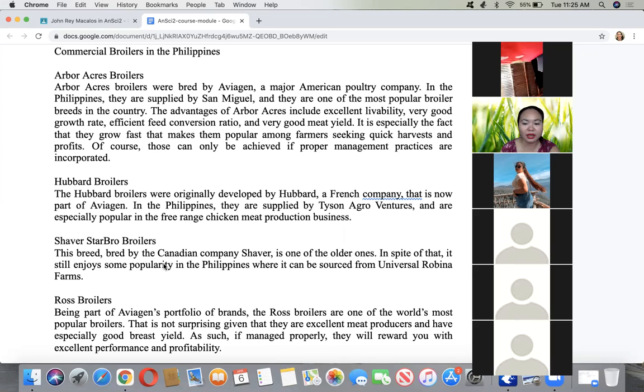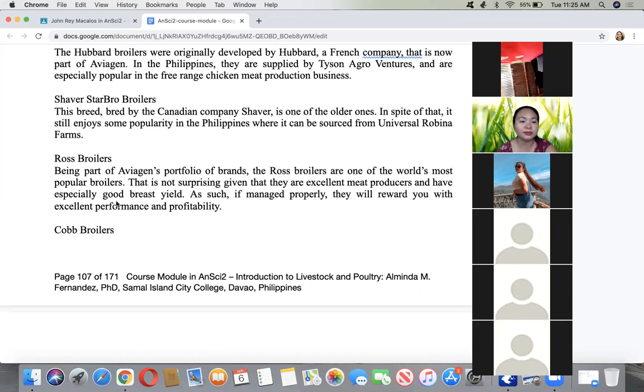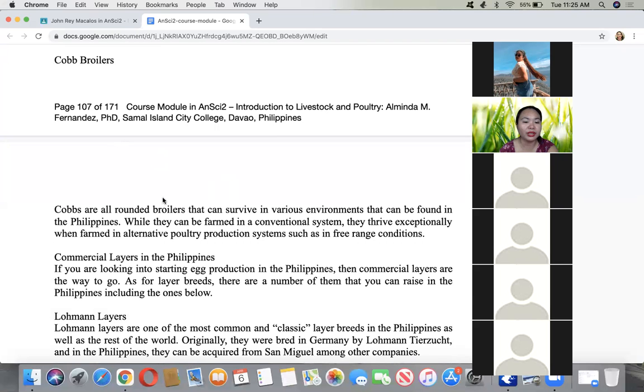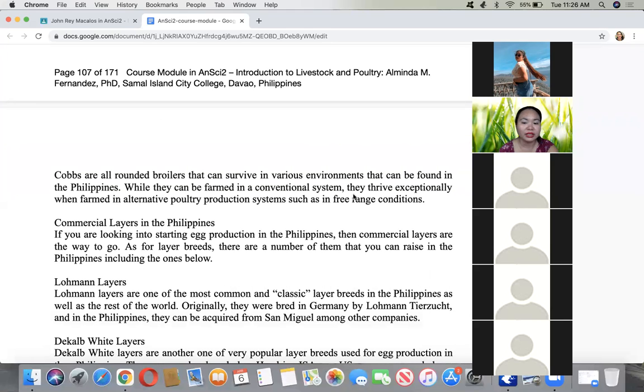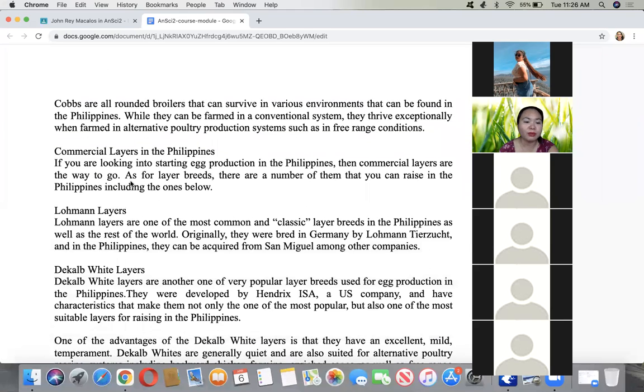and it is sourced at Universal Robina Farms. And we also have Ross broilers. These are one of the world's popular broilers, and they have a good breast yield. We also have Cobb broilers, which survive in many different environments and are also found in the Philippines. So we also have commercial layers.